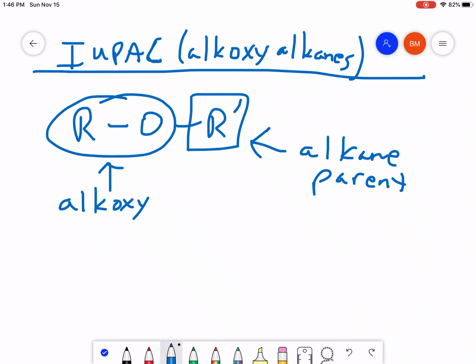That's the general name. The specific name depends on what that R group is, right? So let's say that R group was a methyl, right? So let's say we had something like this.